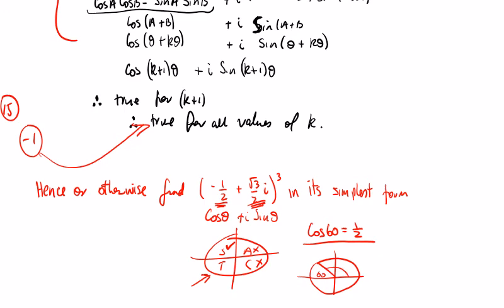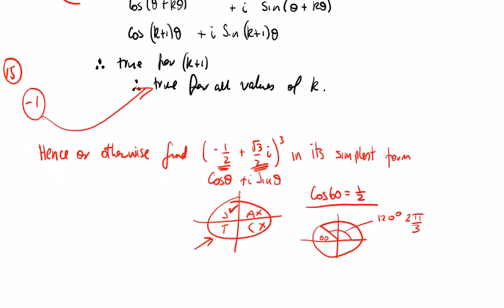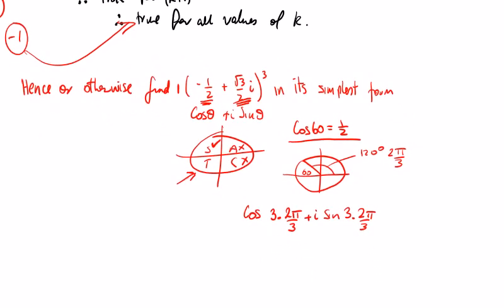60. So we're looking at an angle of 120, or pi over 3 being 60 times 2. So here we have, well, the radius would have to be a 1 here. There has to be a 1 in front. So we're looking at the cos of 3 times, we know the power comes in front, 2 pi over 3, plus i sine 3 times 2 pi over 3.